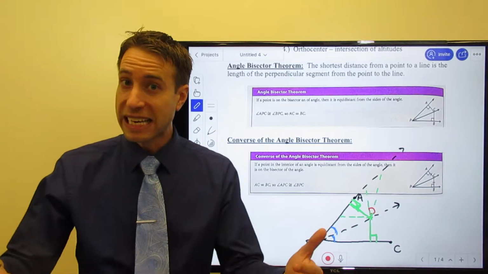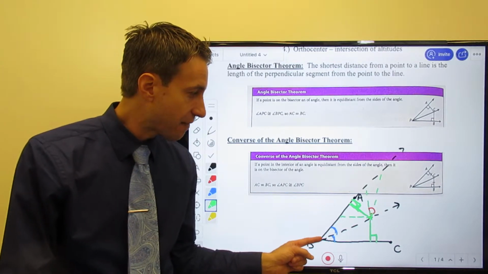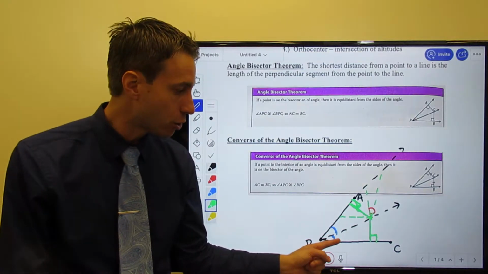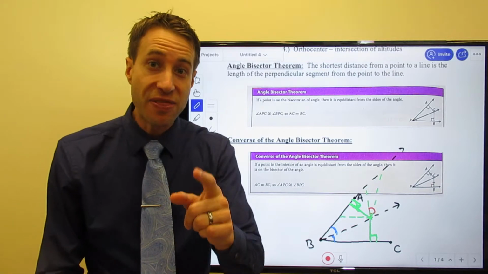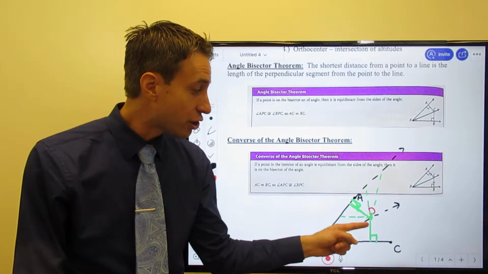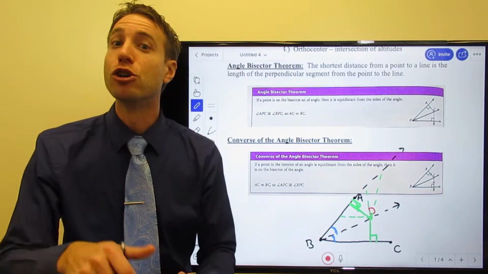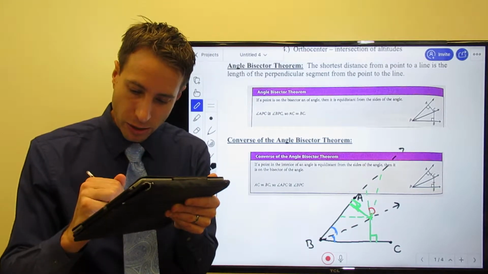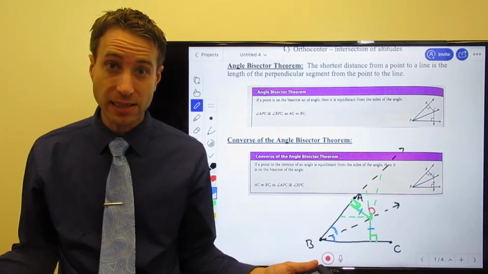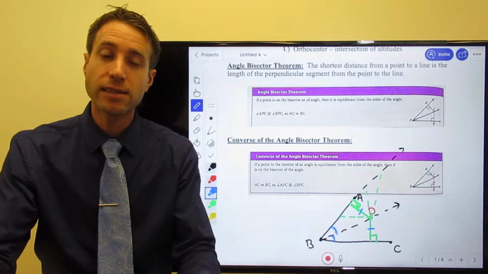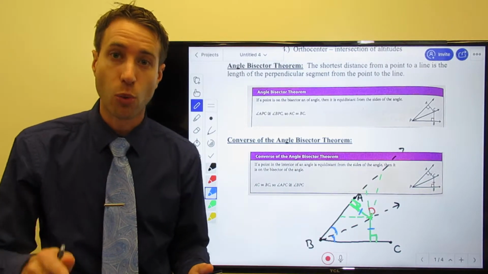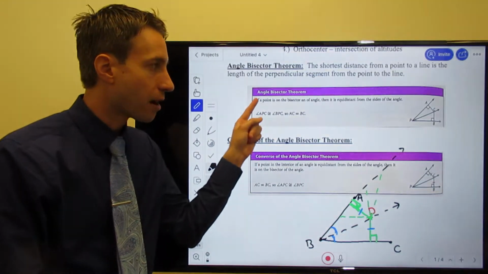Well, hopefully it should make sense. If BD is an angle bisector, meaning it splits it into two equal angles, then the distance from the angle bisector to each of the sides of the angle should be congruent. They should also be the same. It makes sense because it turns out that's exactly the way that it works, which is what I've got for you here.